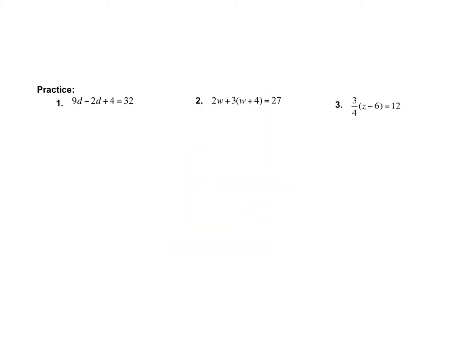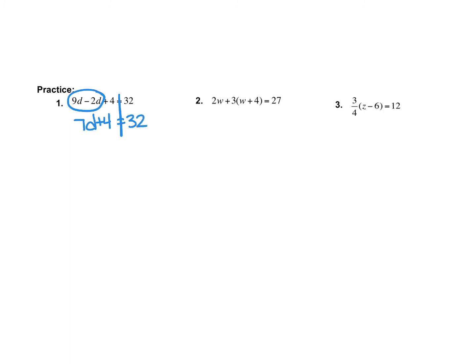All right, so let's apply what we just learned here. I have 9d minus 2d plus 4 is equal to 32. And again, remember, because I can simplify on the left, I have to start there. So 9d minus 2d will give me 7d plus 4 is equal to 32.